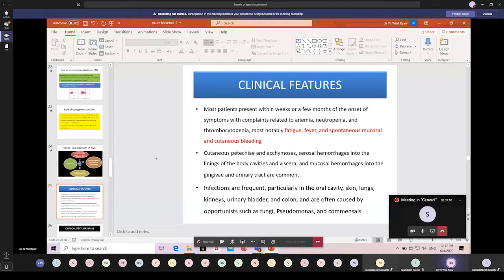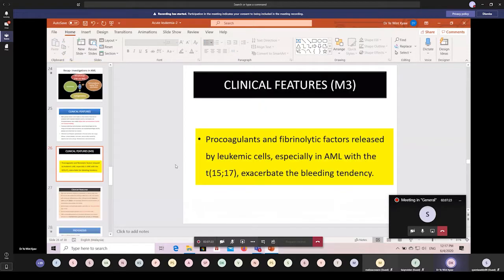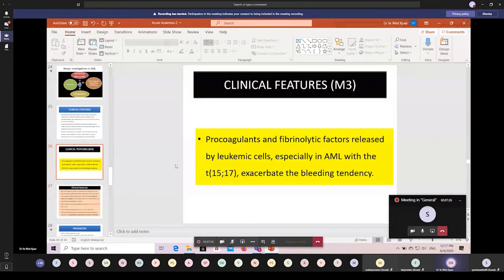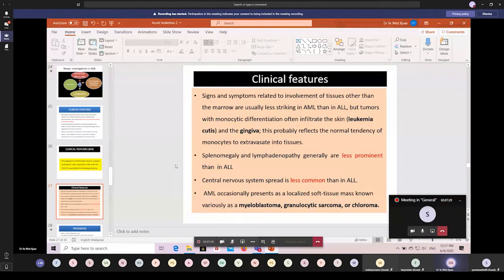In features, more or less the same. In ALL there is anemia, infection, bruising, but here, the oral cavity. The infection is quite similar. I'm going to highlight M4. Where is M4? Here. Gingiva involvement is common in AML. Tissue infiltration is rather less likely in AML than in ALL. Tissue infiltration is more common in ALL.